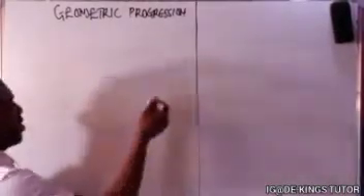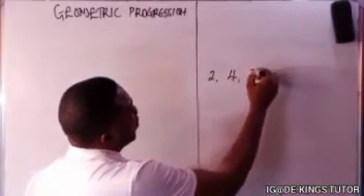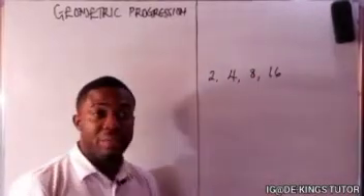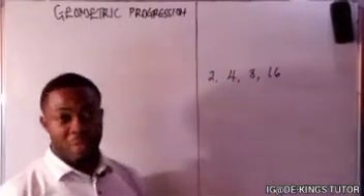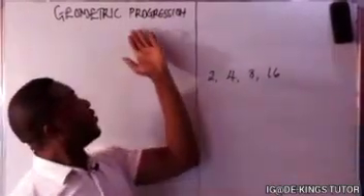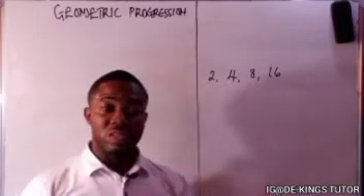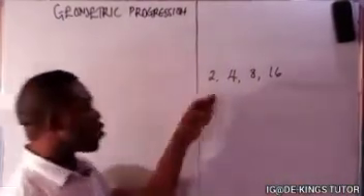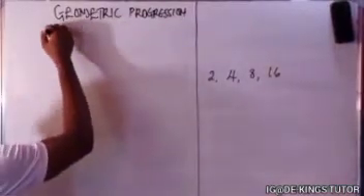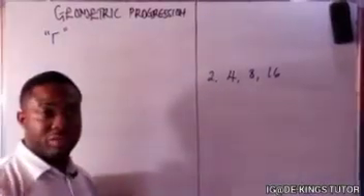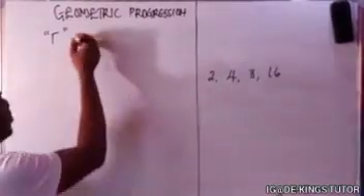if we have a sequence like, let's say, 2, 4, 8, 16. Most times, in some questions, they won't tell you whether it is a geometric progression or an arithmetic progression. You can know that for a geometric progression, the difference will be given in terms of ratio, while for an arithmetic progression, it is the common difference. This constant ratio is known as the common ratio, and it is always denoted with R.